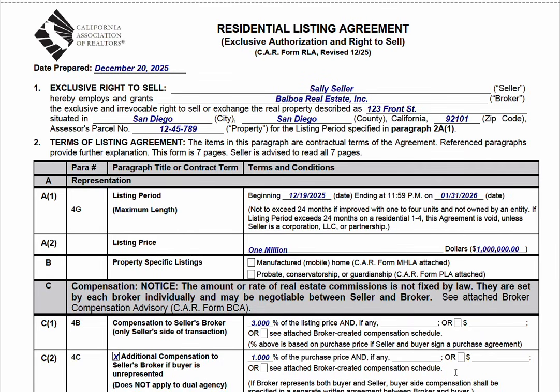This is the newly revised Residential Listing Agreement, C.A.R. Form R.L.A. revised 1225. This is the version of the listing agreement we're using going into 2026. I will walk you through this form step by step and show you how to easily and quickly fill this out, and I'll also show you what has changed on this form in this new revision.